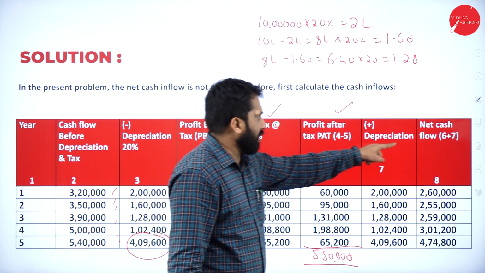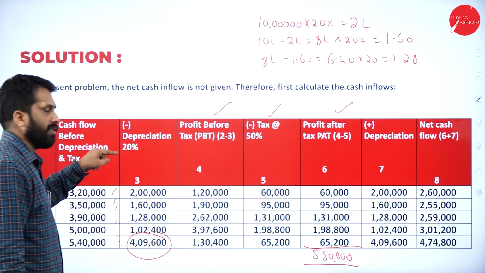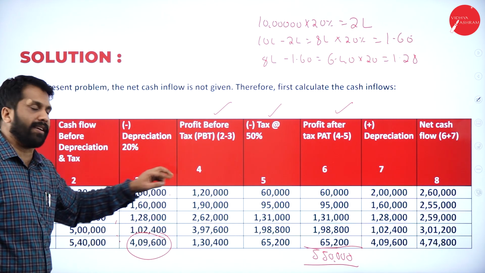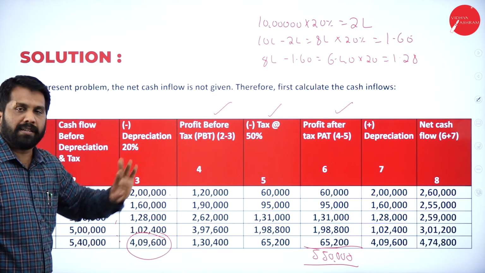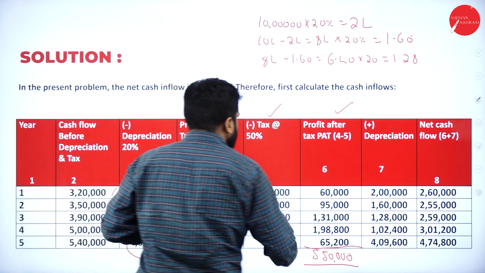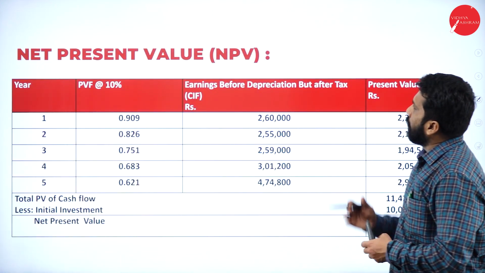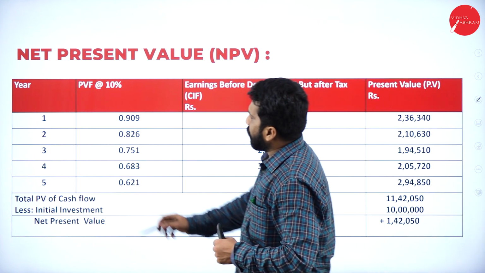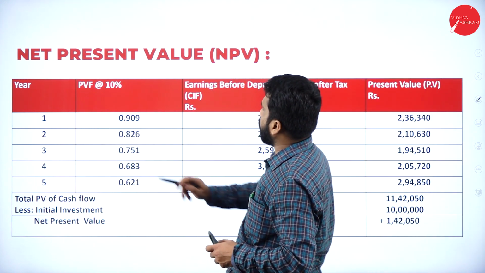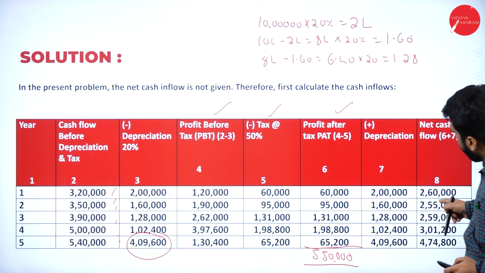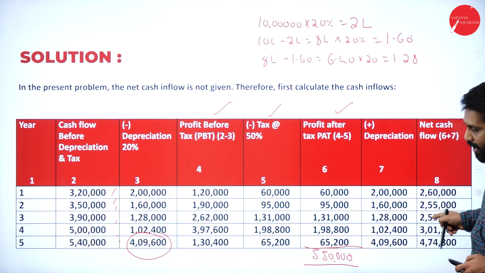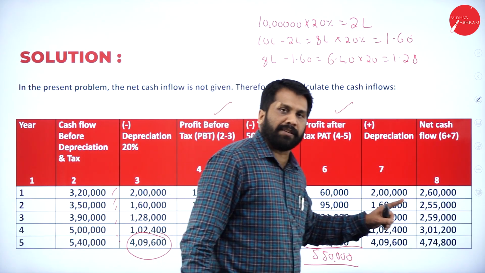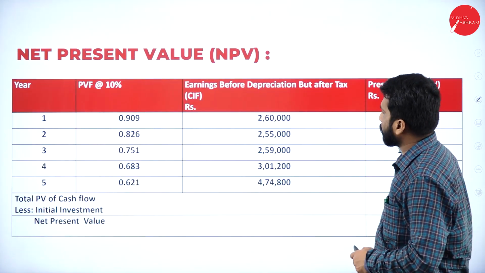I have given everything. How did you get all the answers? Clear? What number should be added? What number should be deducted? Everything is given in the question itself. Now, once you are done, go for net present value. How to find out net present value? Write all 5 years. Write your PV factor. What is your answer? 2,60,000, 255, 259, 3,01,000, 474. Add everything.